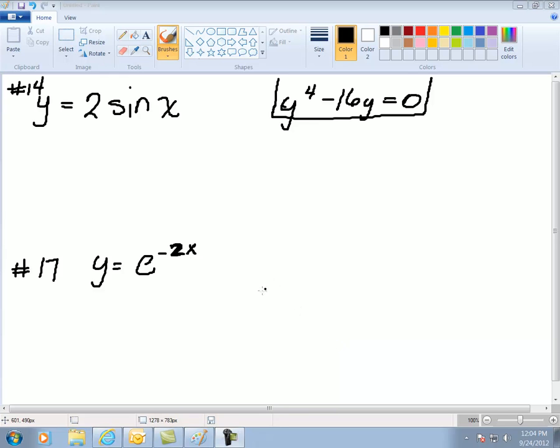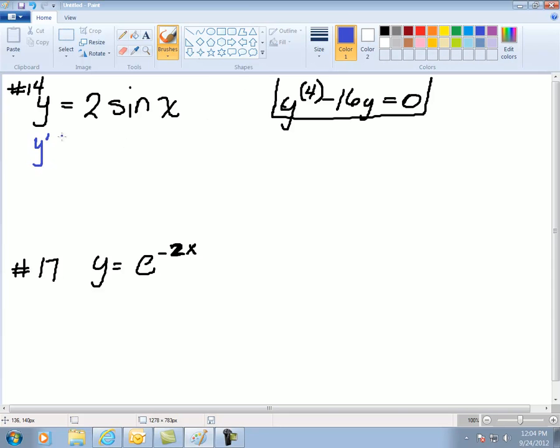Hi, in this video we will determine if y equals 2 sine x and, in a separate problem, y equals e to the minus 2x, are solutions to y to the fourth, or it should be in parentheses, meaning the fourth derivative of y, minus 16y equals 0. So the first thing we want to do is get the fourth derivative of y.